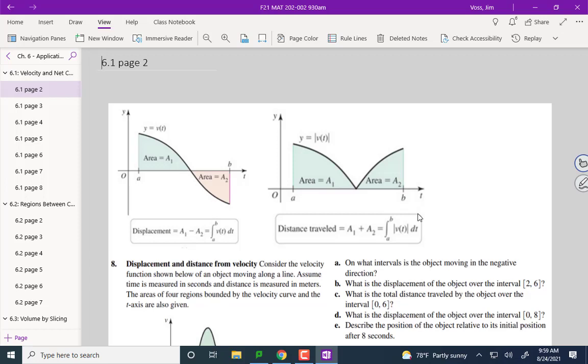Still, mathematically, it's just the integral of velocity. We don't have to do anything except integrate velocity from A to B. And it does all the work for us. The beauty of the integral symbol.